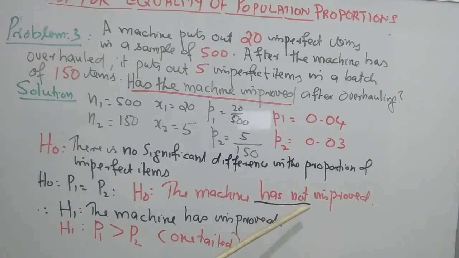So what about H1 from this point? H1 is the machine has improved. If the proportion of defectives is less after overhauling, then the machine has improved. Therefore, H1 is taken as the machine has improved. That is, P2 is less than P1, or P1 is more than P2. The proportion of defectives before overhauling is more. Now it is less. So our interest lies here. So this is a problem of applied category.